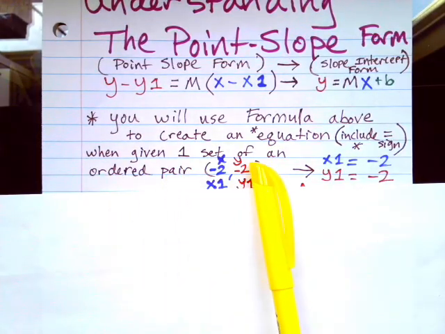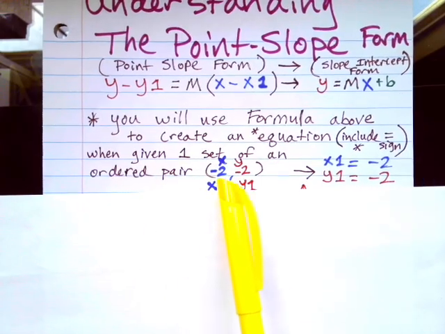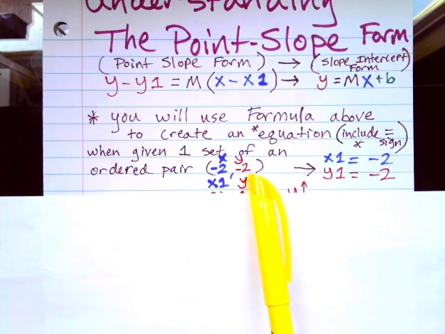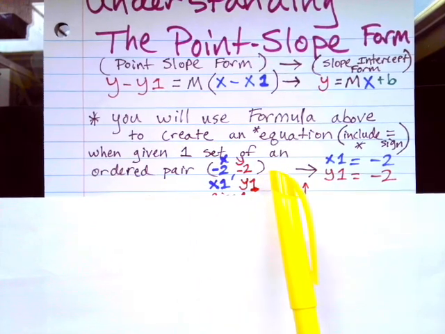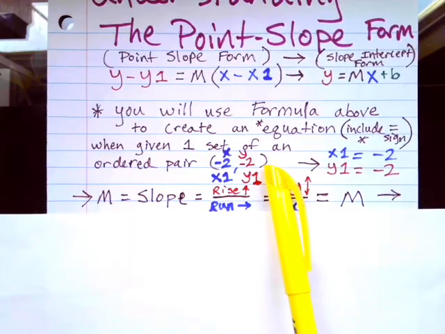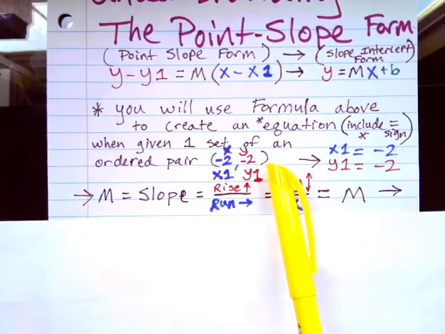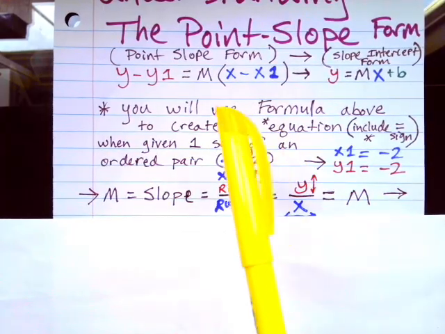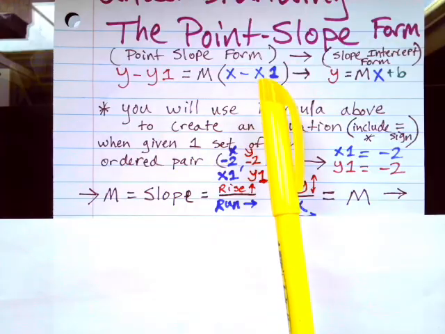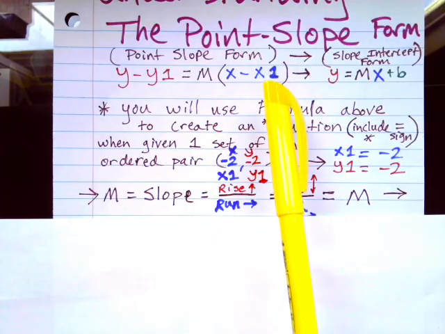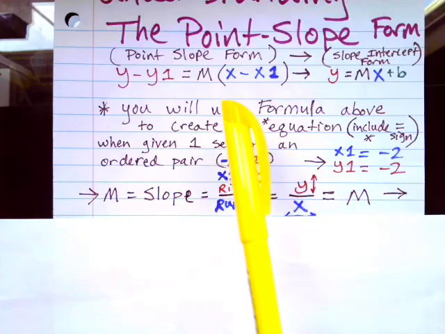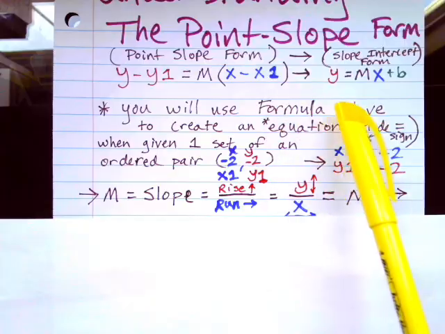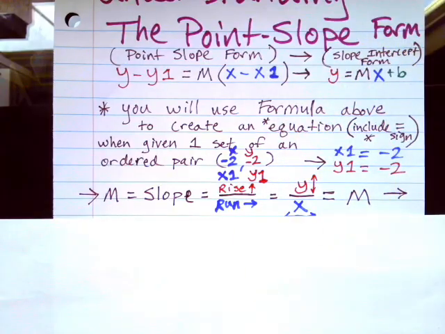When given one ordered pair, like x, y, where x is -2, y is 2 in this example, you can use this to substitute into the point slope form, x1, y1, and then simplify to create that slope intercept form.